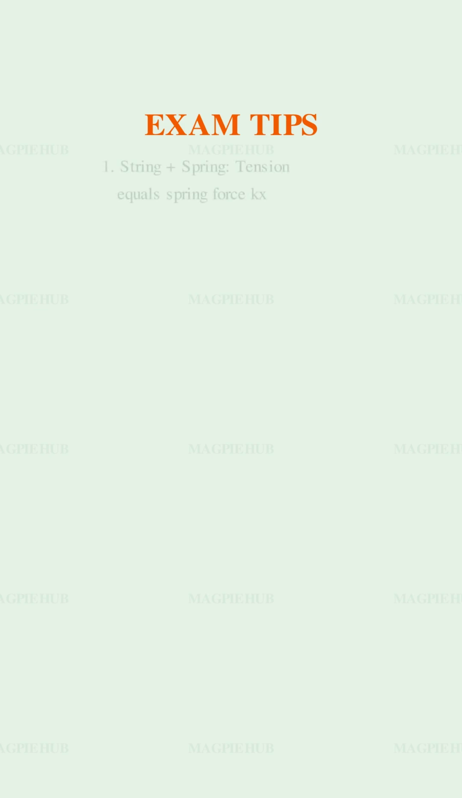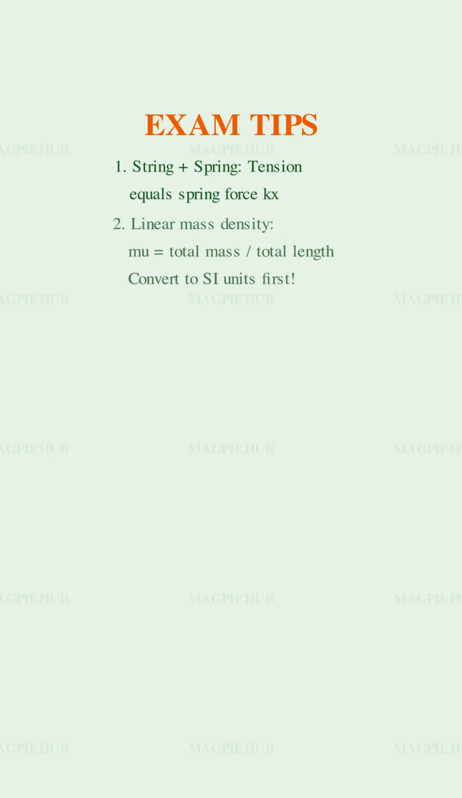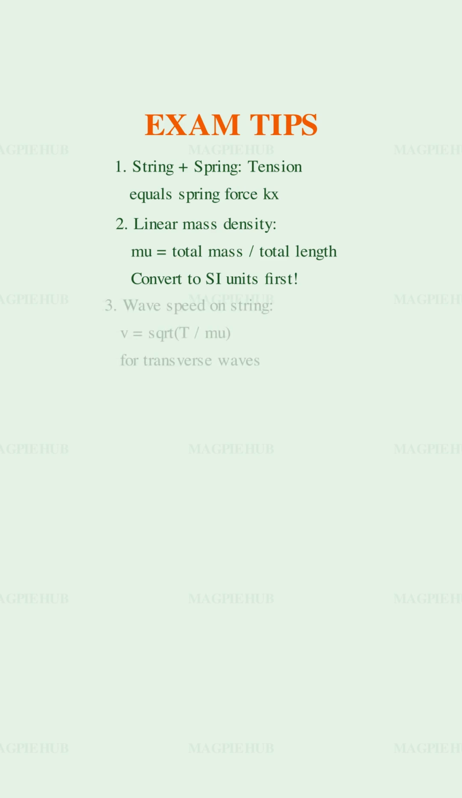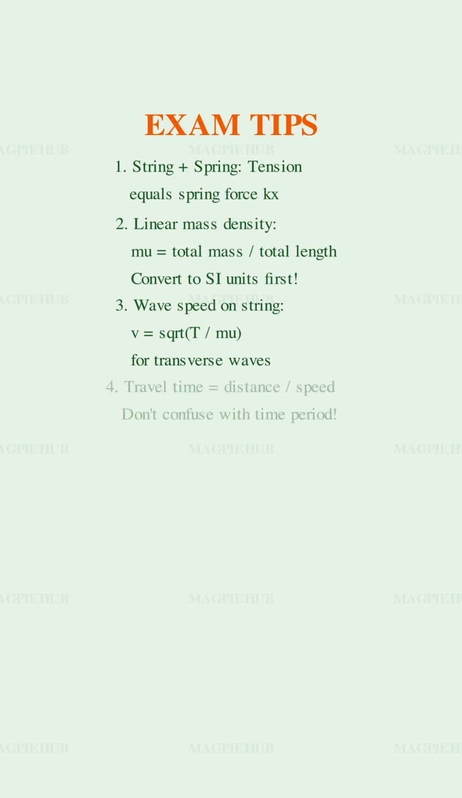Tip 1. When a string is attached to a spring, the tension in the string equals the spring force Kx. This is a common setup in HC Verma. Tip 2. Always compute the linear mass density, mu, as total mass divided by total length. Convert units to SI first. Tip 3. The wave speed formula V equals root of T over mu applies to transverse waves on a string. Memorize this. Tip 4. Time of travel is simply distance over speed. Do not confuse this with the time period of oscillation.